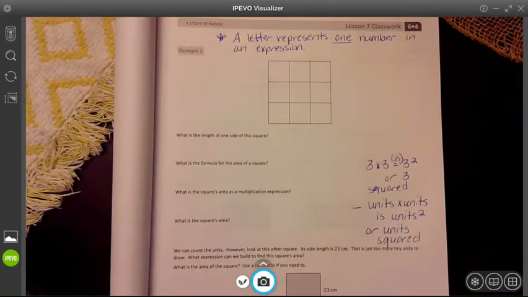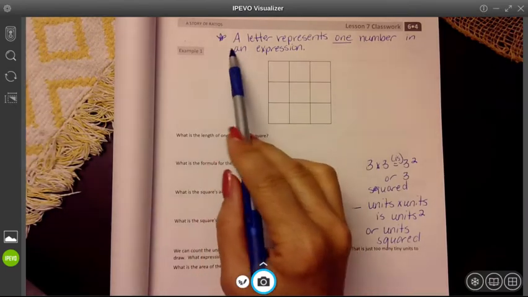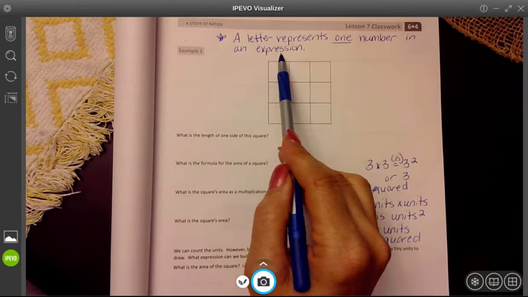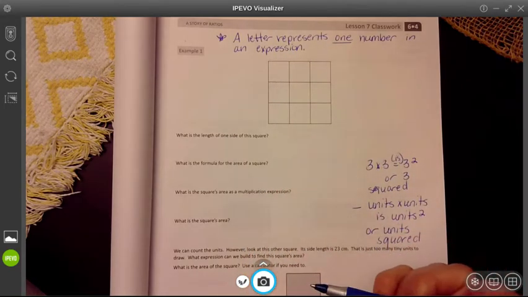Sorry I'm not in again today, but I wanted to continue with our Module 4. This is page 71. So we are working on representing or replacing the letters in our expressions with numbers to be able to evaluate them. So I'd put up here, a letter represents one number in an expression. And we're mainly going to be working with area.